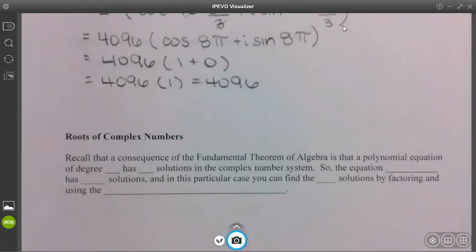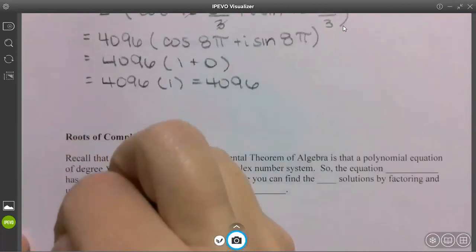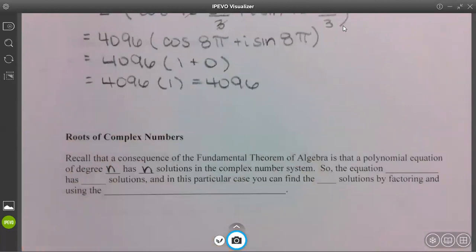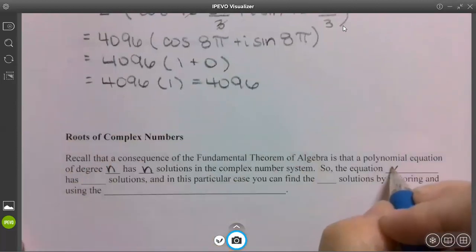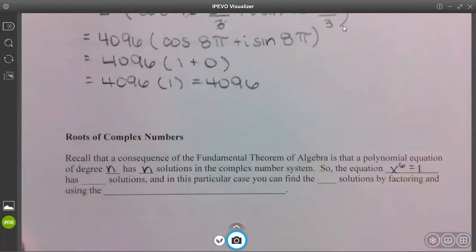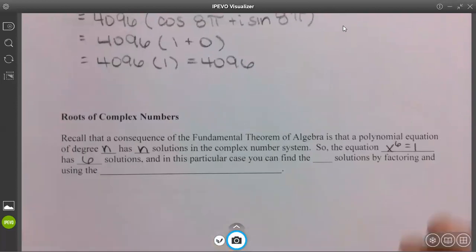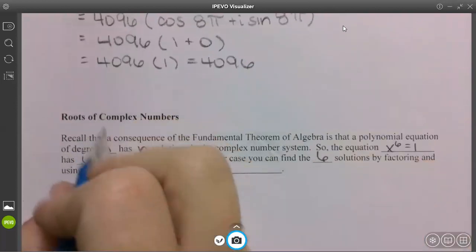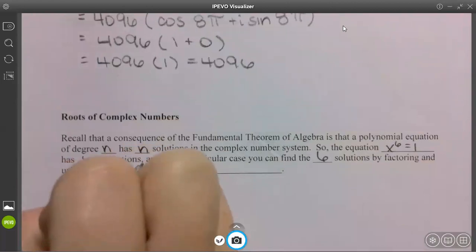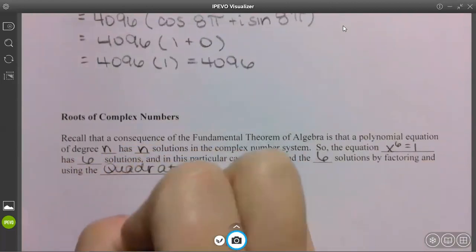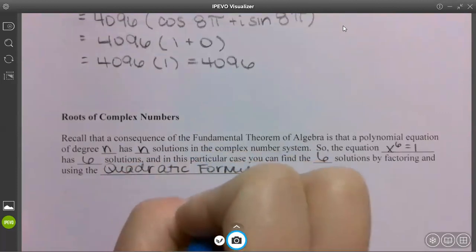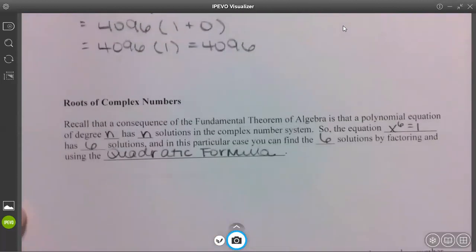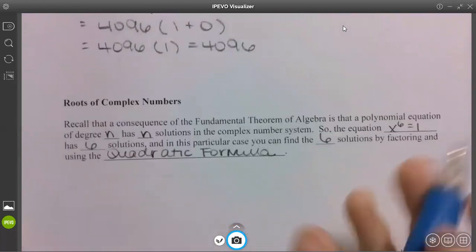All right. Roots of complex numbers. Recall that a consequence of the fundamental theorem of algebra is that a polynomial equation of degree n has n solutions in the complex number system. So the equation x to the 6 equals 1 has 6 solutions. And in this particular case, you can find the 6 solutions by factoring and using the quadratic formula. And I know that we don't want to do that, but we can. That's what it says. You can find them.